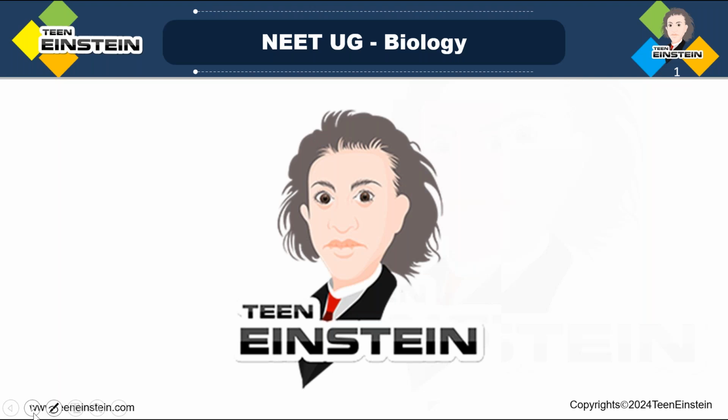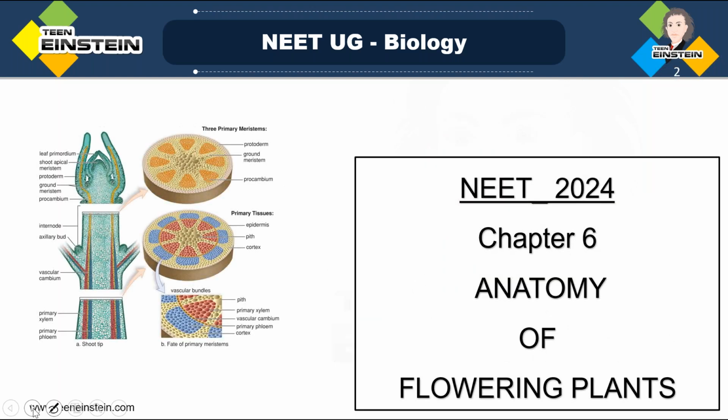Hello students, now we are learning about anatomy of flowering plants, the sixth chapter. So anatomy means, here in this picture itself you can see the internal arrangement of all the cells, how these cells are arranged, how tissues are formed, how they are working. About all these things we are learning.